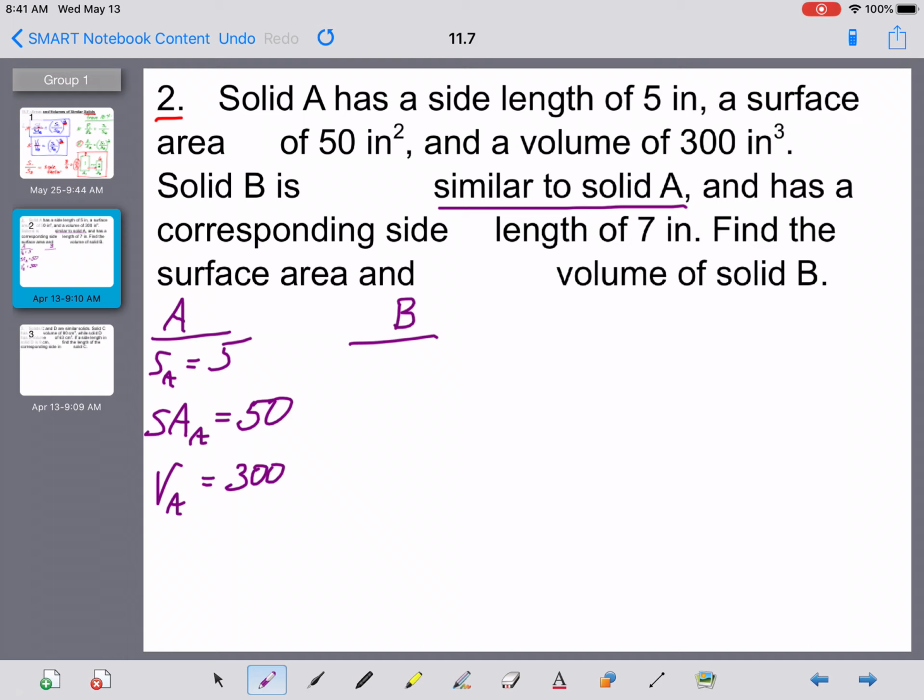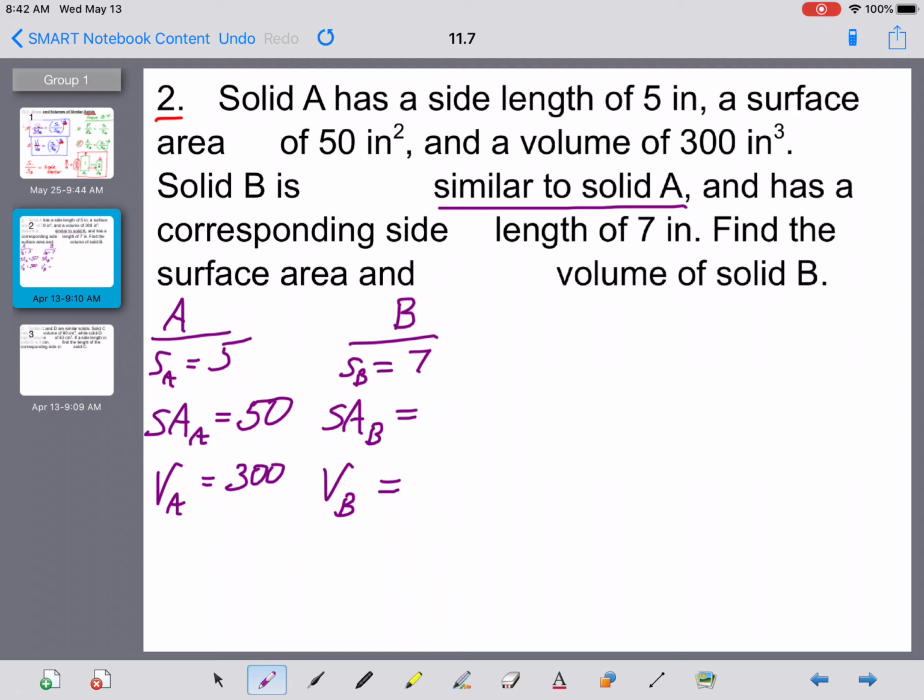Okay, in solid B, all we've been told is that the corresponding side length right here is 7 inches. And that's it. We're supposed to come up now with the surface area of figure B. Sorry, I should have put a B right there. Surface area of figure B and the volume of figure B. So that's what we've got to come up with here. Okay, so let's take a look at what's going on.